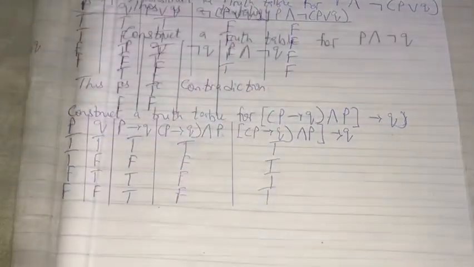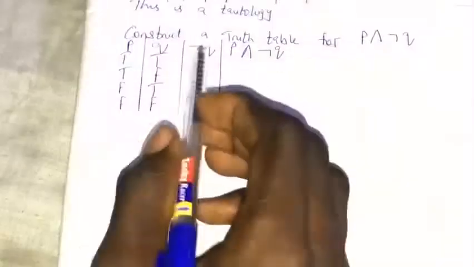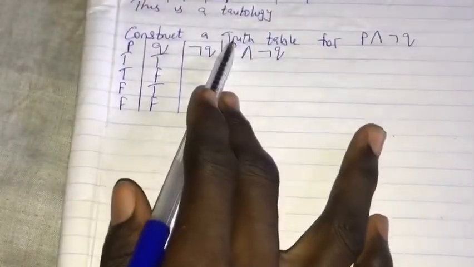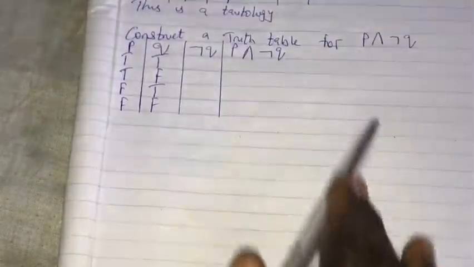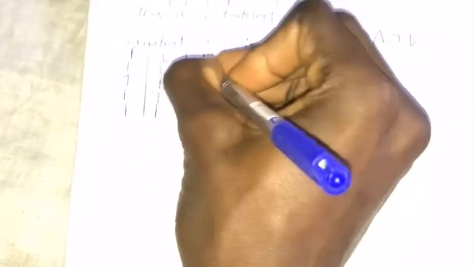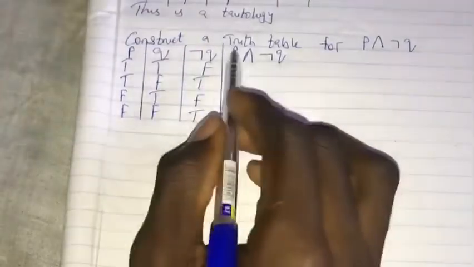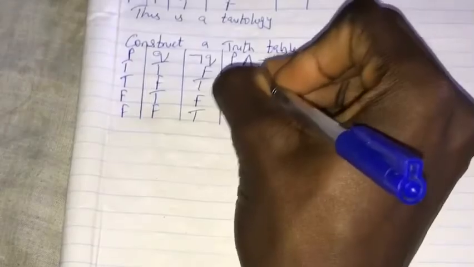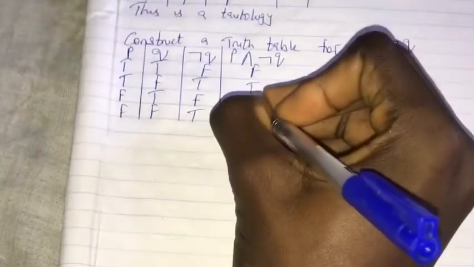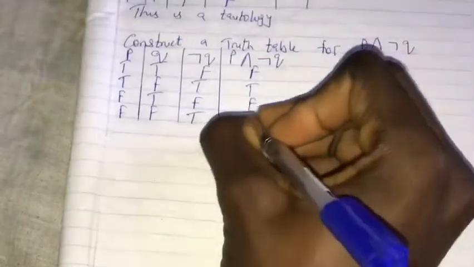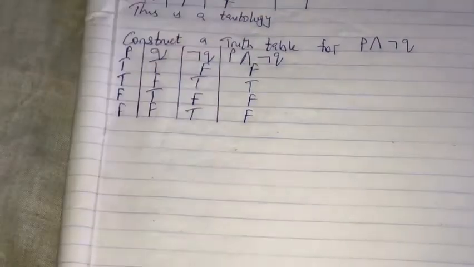So this is the last question for today: construct a truth table for P and negation of Q. First of all, you look for the negation of Q, which is false, true, false, true. Then P and negation of Q is what? We have false, true, false, false. So from this you can deduce that this is a contingency.